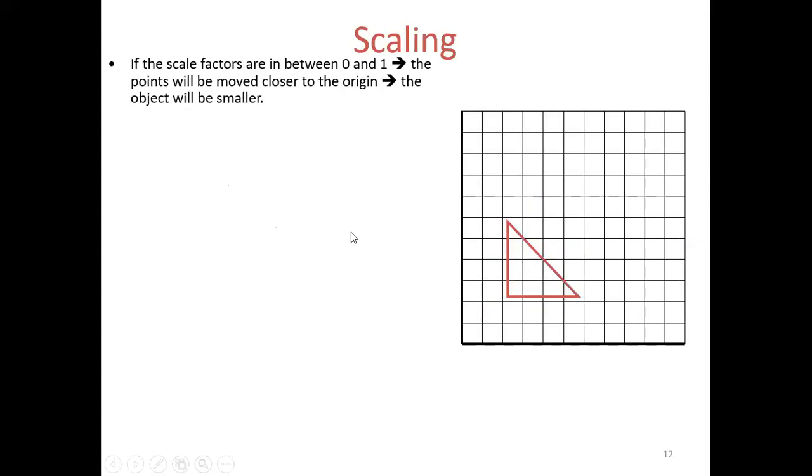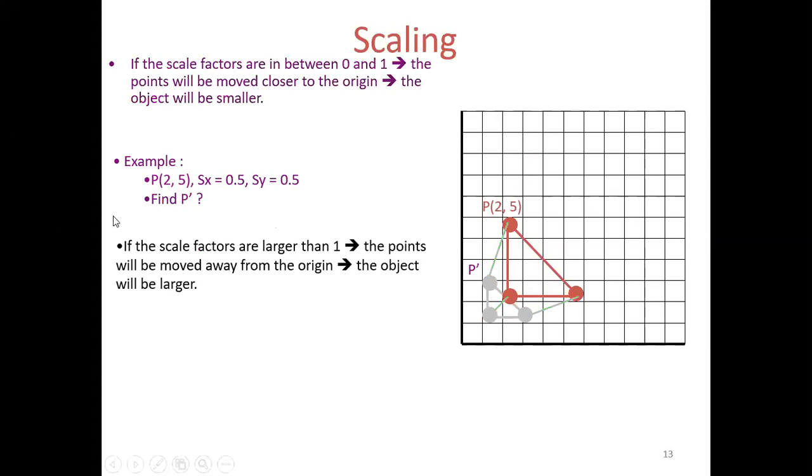If the factor is between 0 and 1, the points will be moved closer to the origin. It will take less space, and the size will be smaller. Here is an example: let the point P be 2 and 5. I want you to apply Sx equals 0.5 in this operation. Now, if the scale factors are larger than 1, the points will be moved away from the origin. The object will be larger.